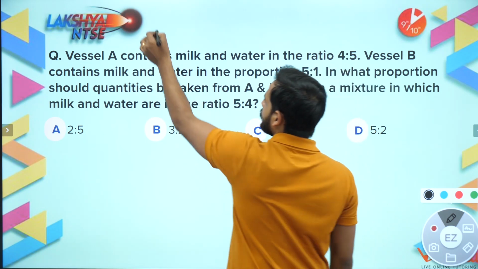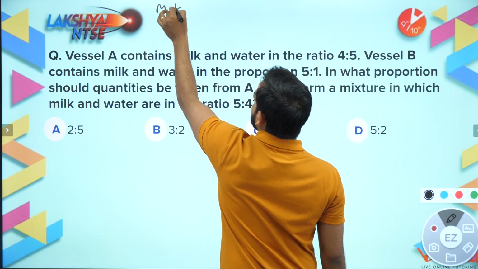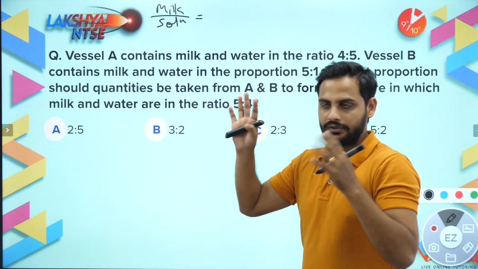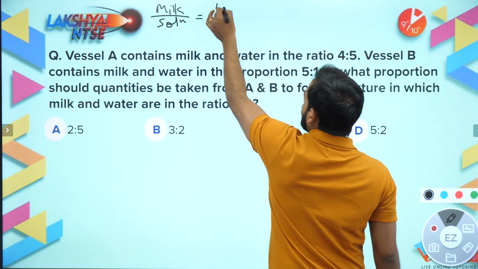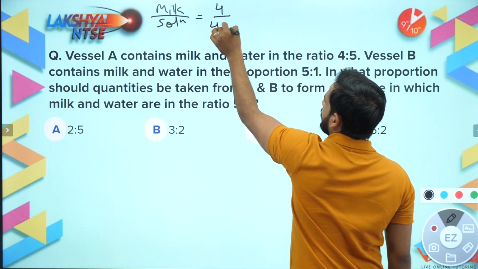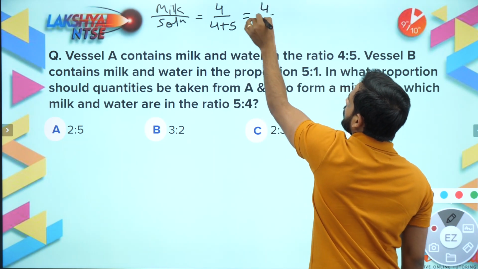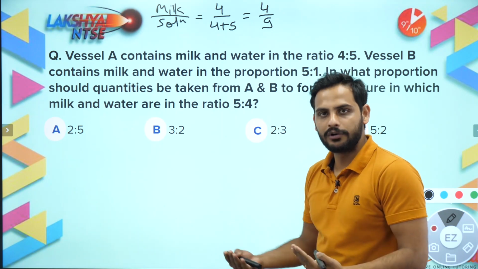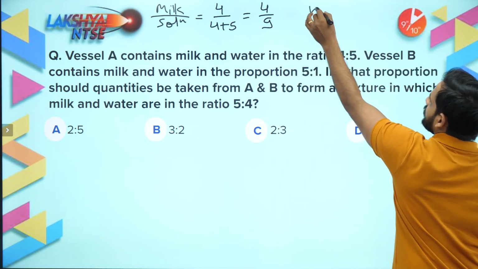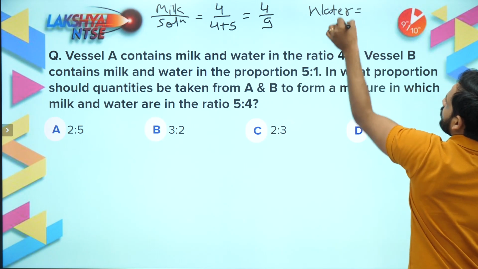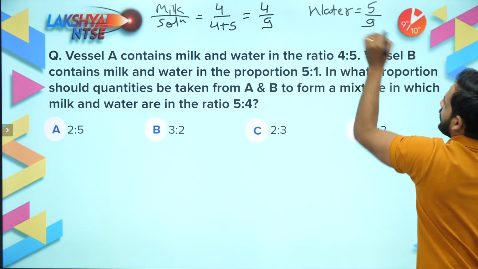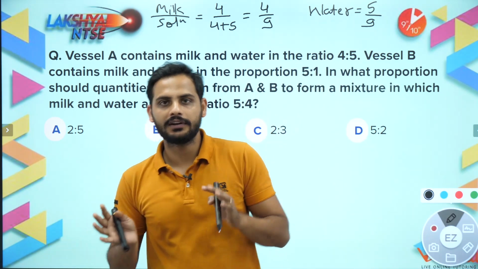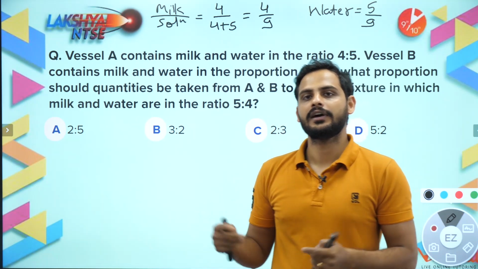So the ratio of milk with the whole solution of milk and water both: milk is in the quantity 4, and the solution will be the sum of the ratios, 4 plus 5. That means milk is 4/9 of the whole mixture. Similarly, water will be 5/(4 plus 5), which is 5/9 of the whole mixture. So we are finding out what fraction of the mixture is milk and what fraction is water.